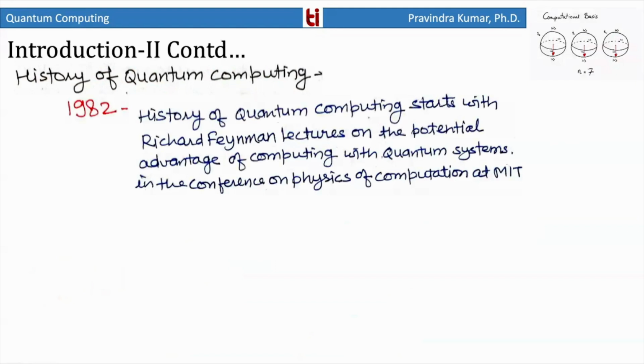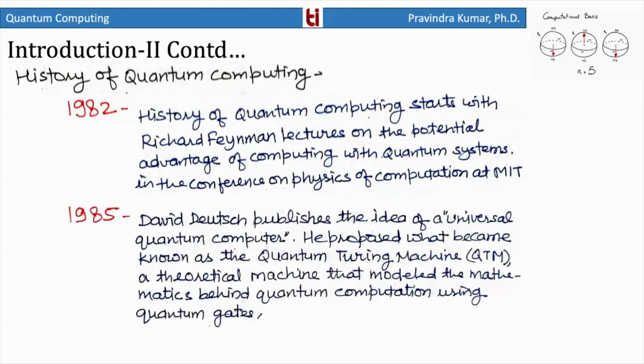In 1982, the history of quantum computing starts with Richard Feynman's lecture on the potential advantage of computing with quantum systems. Feynman discussed his conjecture at the Conference on the Physics of Computation at MIT. In the same year, physicist Paul Benioff also discussed how computers are capable of working under the established laws of quantum mechanics. In 1985, David Deutsch published the idea of a universal quantum computer.